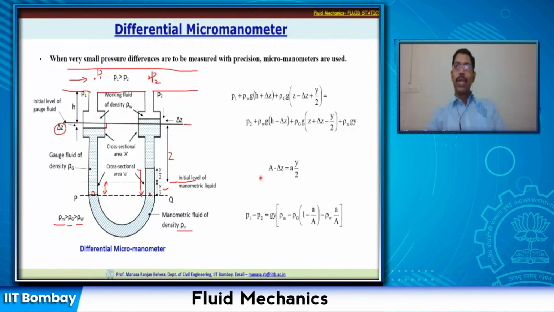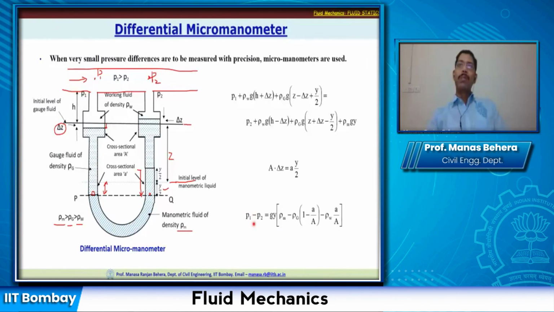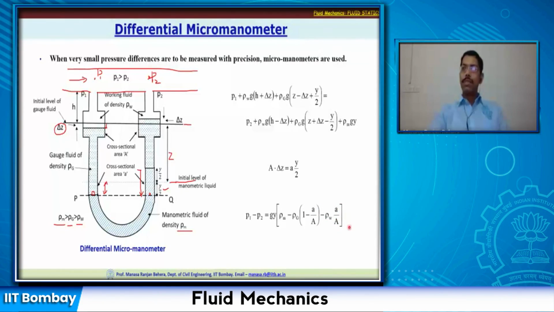If we equate and substitute both of these, we can rewrite this expression: P1 minus P2 is equal to Gy multiplied by (rho m minus rho G) (1 minus a by A) minus rho W a by A. So this is basically a function of the manometric fluid, the gauge fluid, the cross-sectional area of the smaller diameter limb, and the cross-sectional area of the larger diameter limb. These parameters are all known to us.